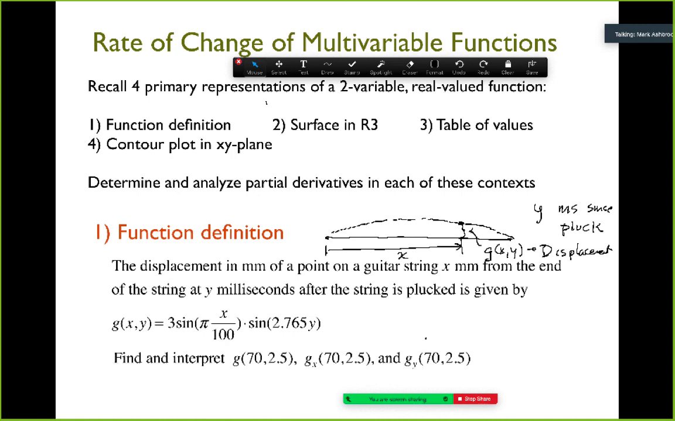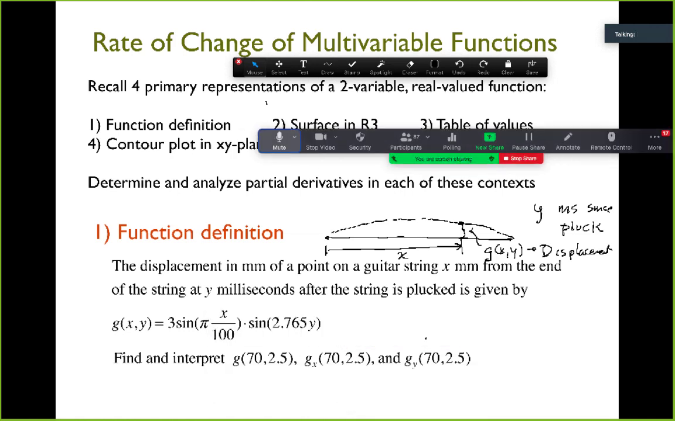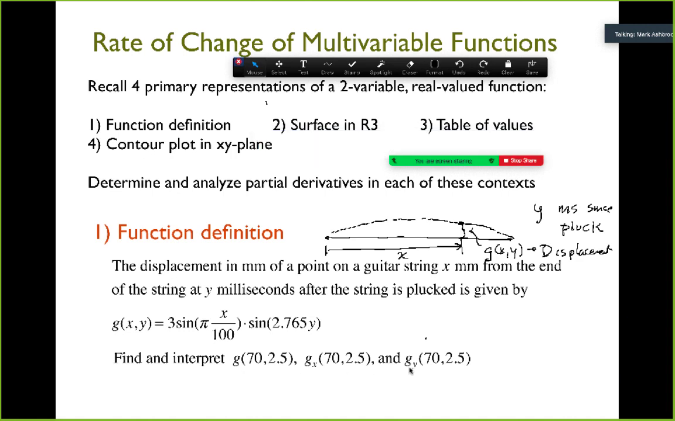find and interpret these values, right? So this is our function notation, and these represent numbers. The function notation represents certain numbers, and we want to interpret what those numbers are. So this first one's the easiest. It represents what? The displacement of the string.